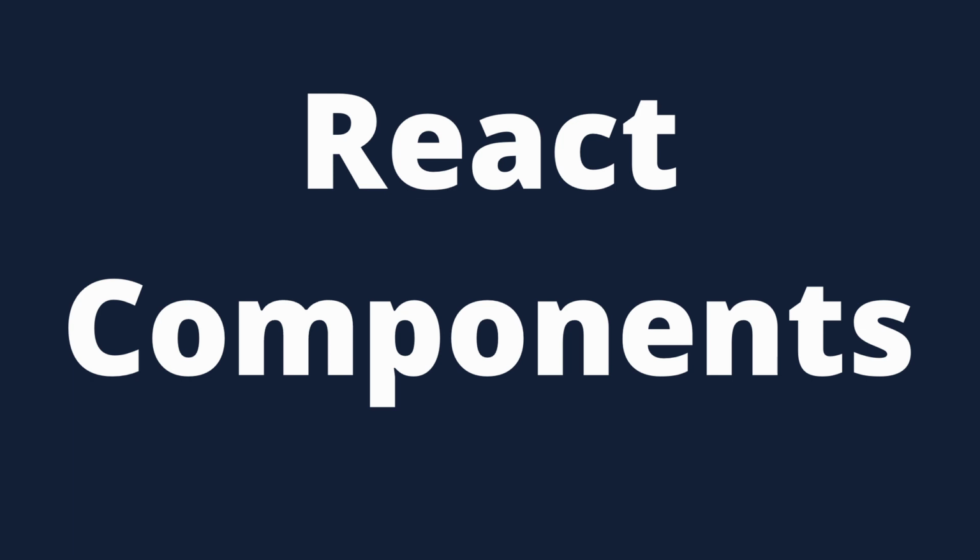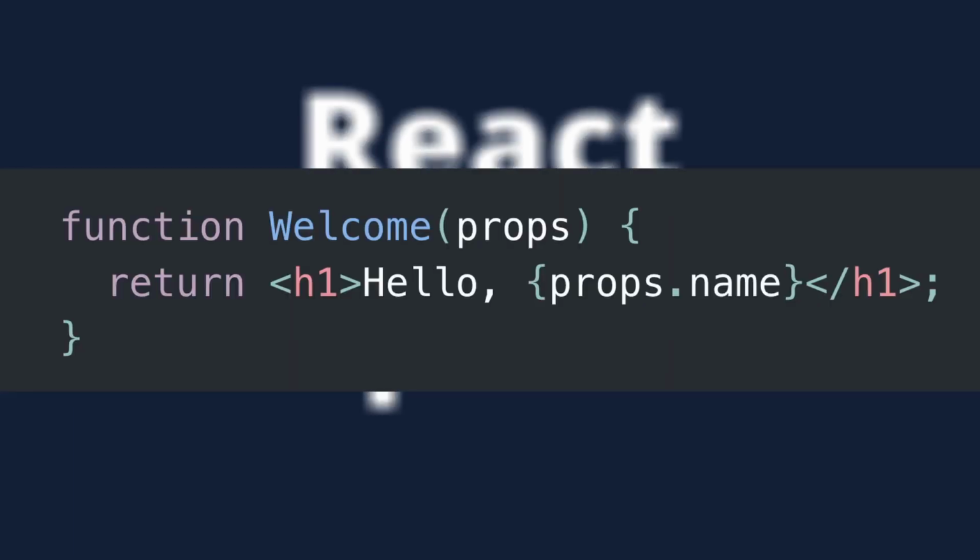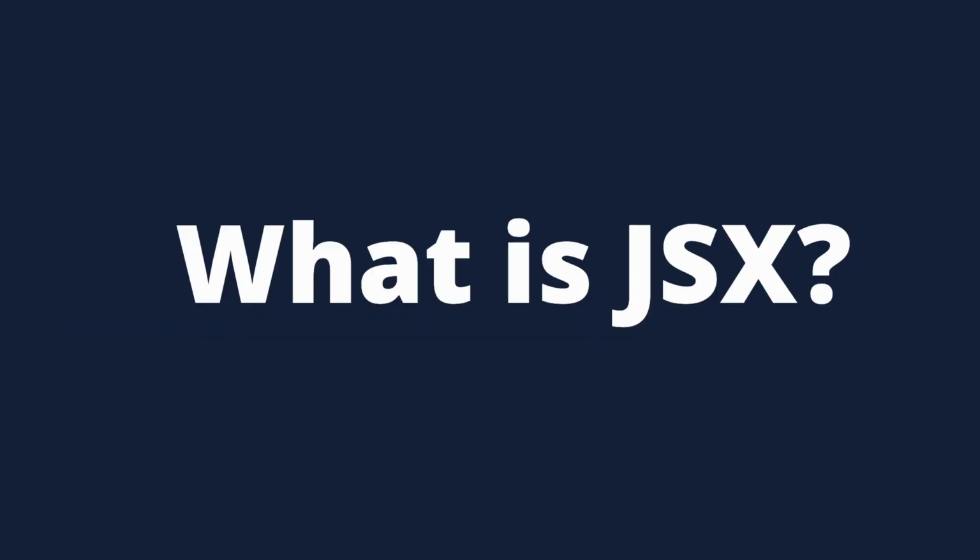Components can be rendered to a particular element of the DOM using the React DOM library. When rendering a component, one can pass values between components, called props. React also heavily relies on JSX. And so what is JSX? Well, JSX is a syntax extension for JavaScript that allows you to describe your UI in a familiar HTML-like syntax.